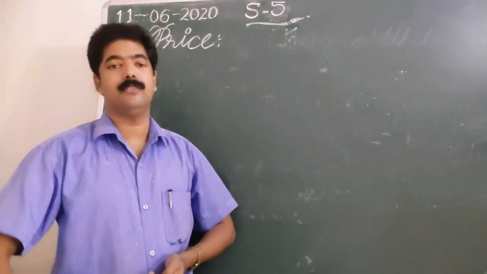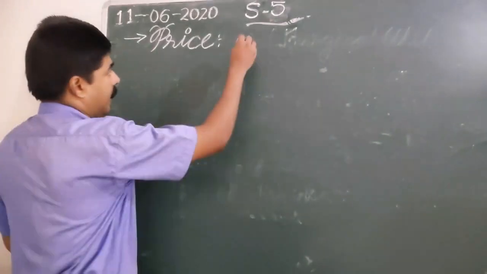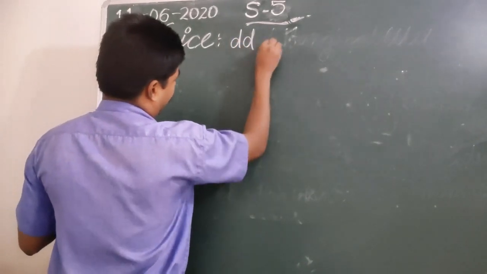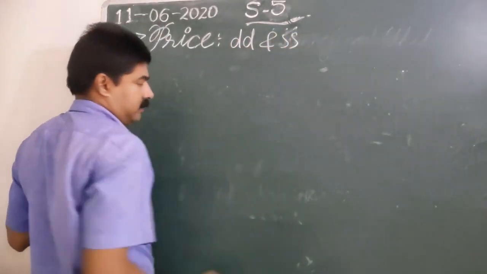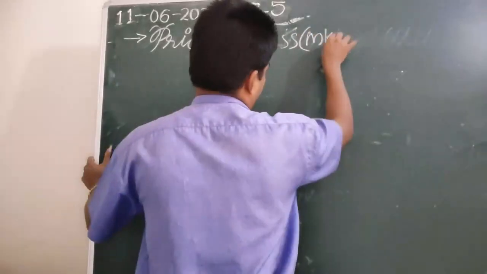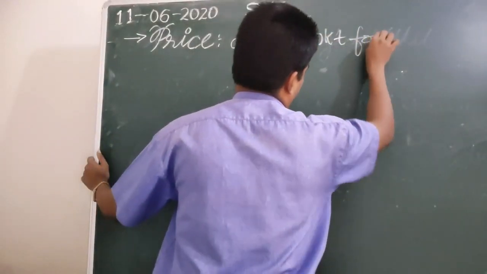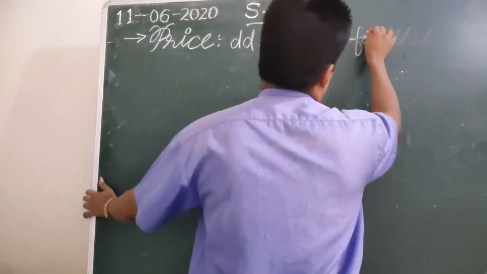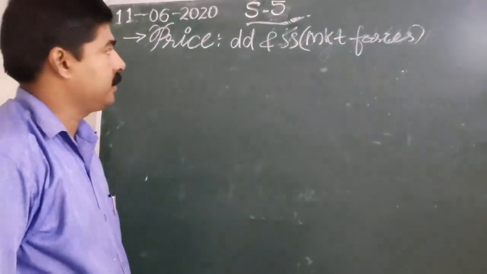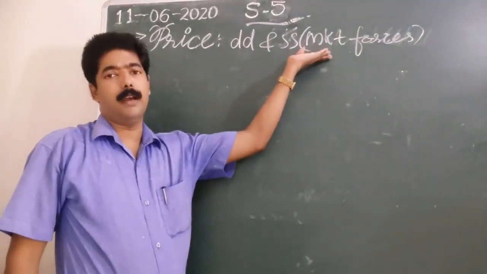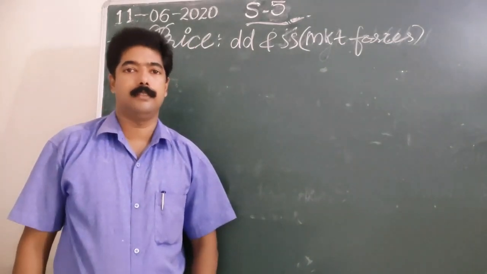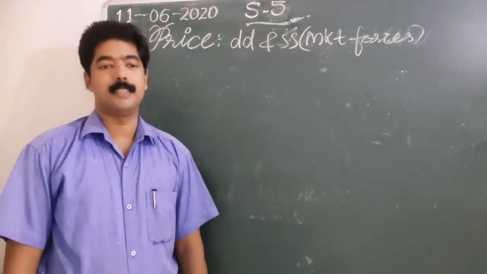So price is determined by demand and supply. These are known as market forces, invisible market forces. You cannot see demand and supply, but they determine the fixation of the price of the commodity, as those goods are scarce in nature.